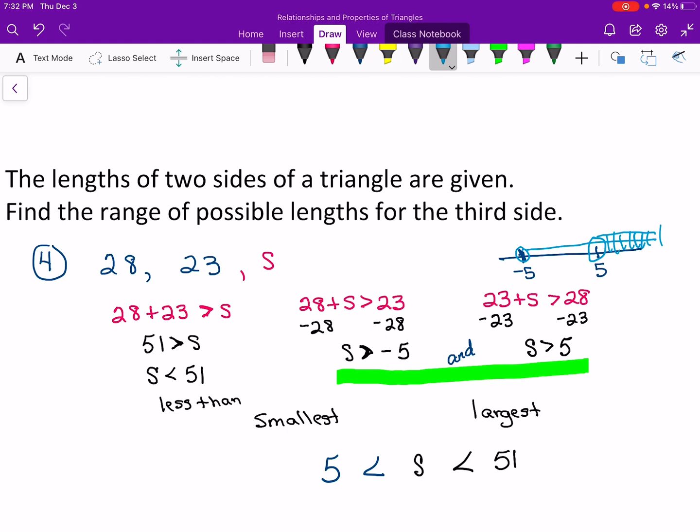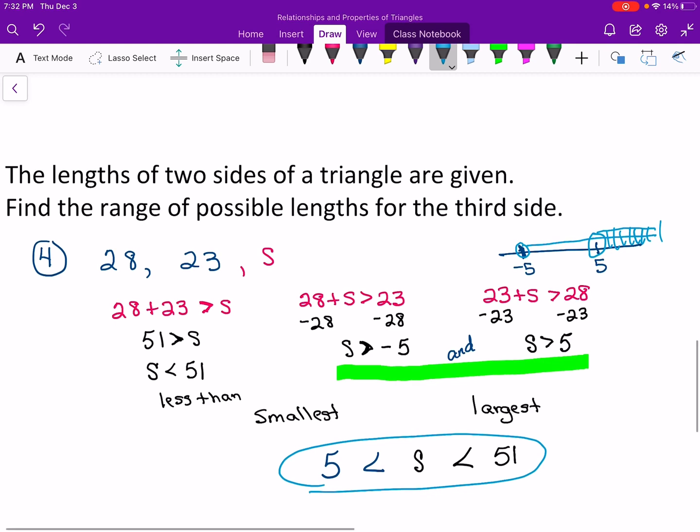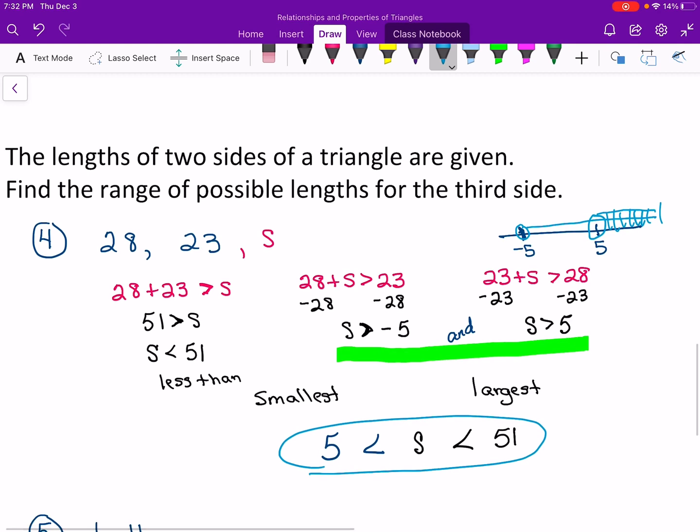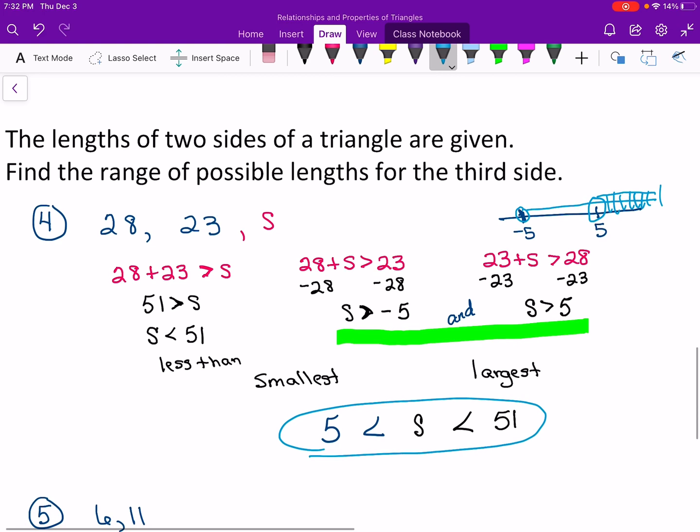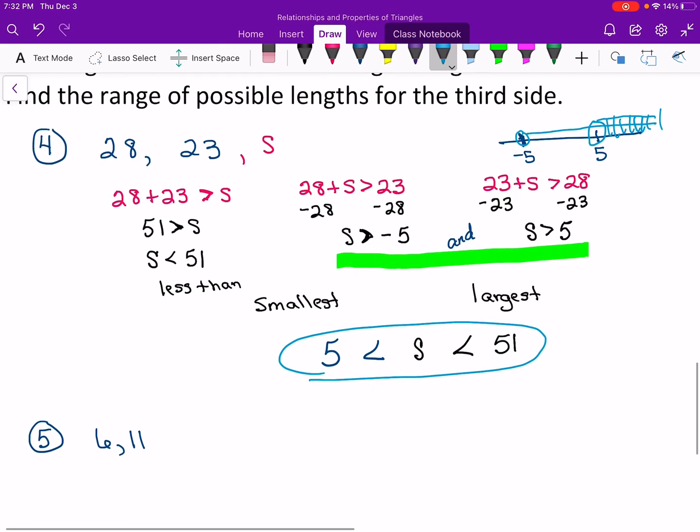When we put all of them together, smallest number is 5, largest number is 51. The sides of our triangle have to be between 5 and 51. Can't equal 5 and 51. Has to be ever so slightly bigger than 5, ever so slightly less than 51, but that would be our range. All right, that's a little different, so let's do another one, okay?